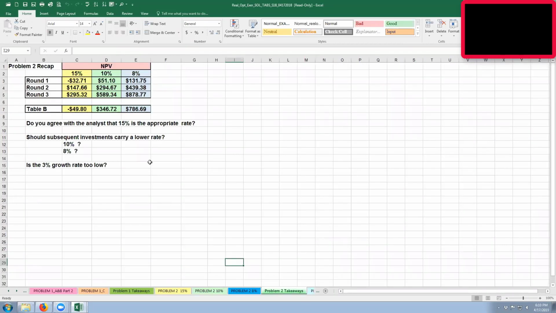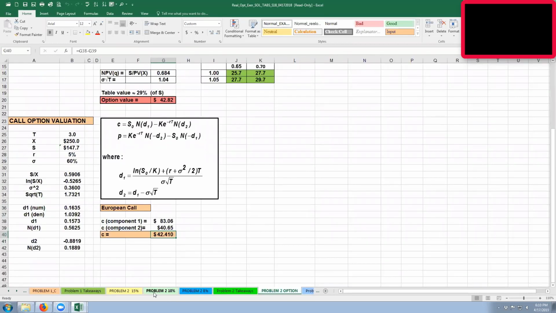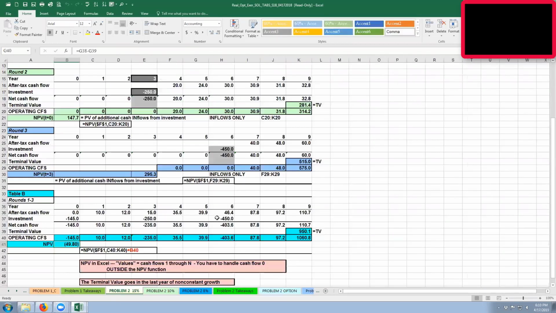Here's how we're looking at it, though. There's your 3 choices. 3% growth might be too low. I kind of like the analyst answer. He said he thought 15 was right, but whatever. Problem 2. Here's what we're looking at. Let me go back to this one right here. We're looking at only round 2.